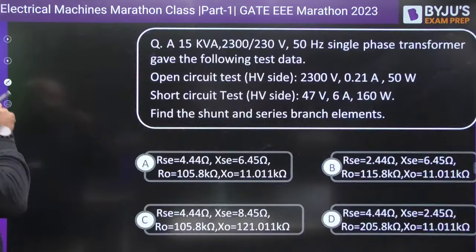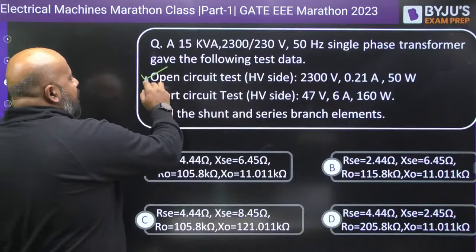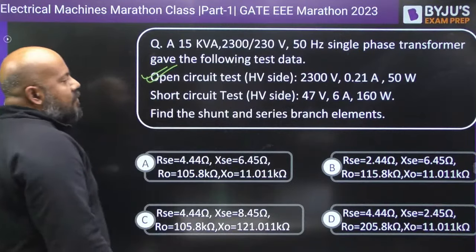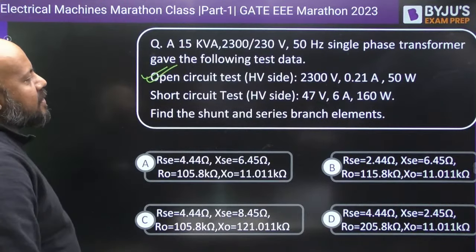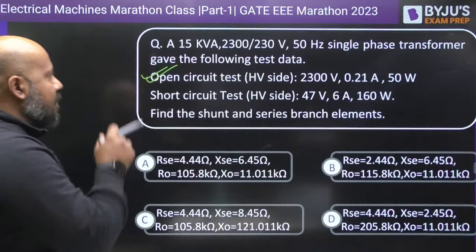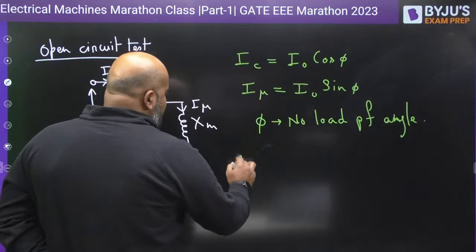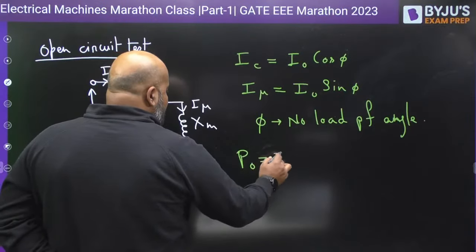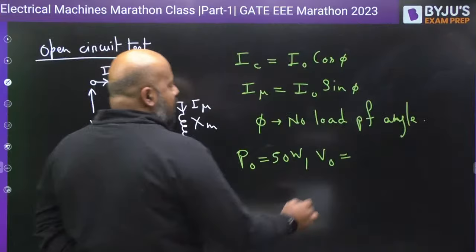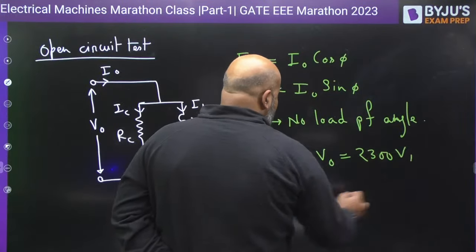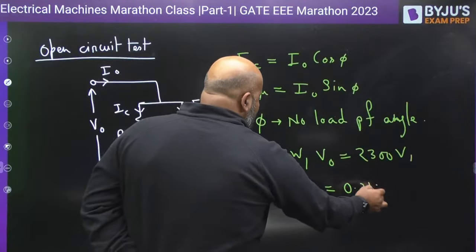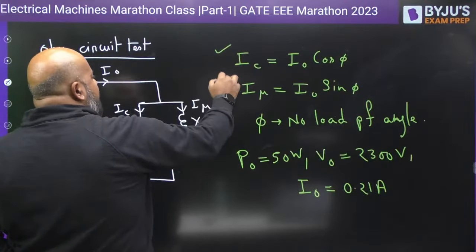Now, let us see what is the data given for the open circuit. For the open circuit test, the voltage is given as 2300 volts. The current I naught is given as 0.21, and the total loss, this is nothing but the no load loss, that is the core loss, 50 watts. Suppose P naught is given as 50 watts. V naught is given as 2300 volts, I naught is given as 0.21 amperes.